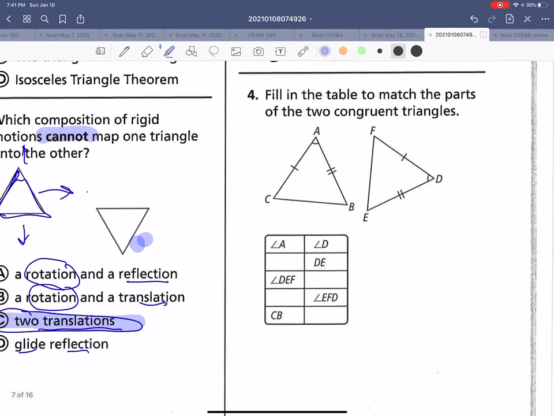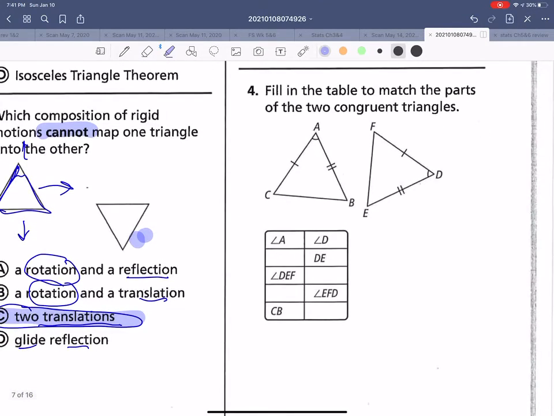4, fill in the table to match the parts of the congruent triangles. So FD has 1 mark, AC has 1 mark. FD, AC. I don't see that. FD, AC. All right, I'll add it. Now, what else? Okay, AB matches DE. AB matches DE. Okay.